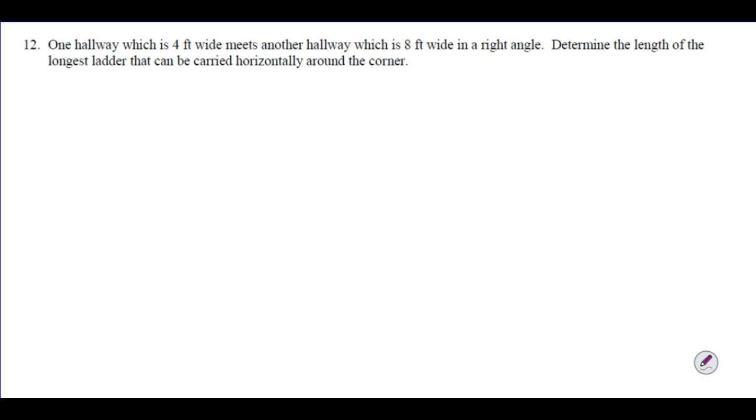The famous ladder/pipe problem, which is you're going to walk down a right angle hallway, a corner, and you have to figure out what's the longest ladder that we can get around this hallway. Or the longest pipe, if you're carrying a length of pipe and you have to get it around. So let's draw a diagram to show you what this looks like. Here's the hallway. This hallway here is 8 feet wide, and this hallway here is 4 feet wide.